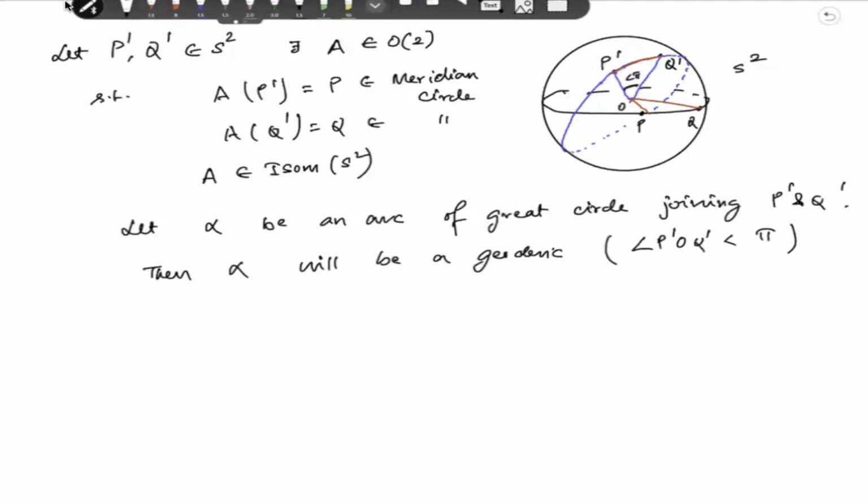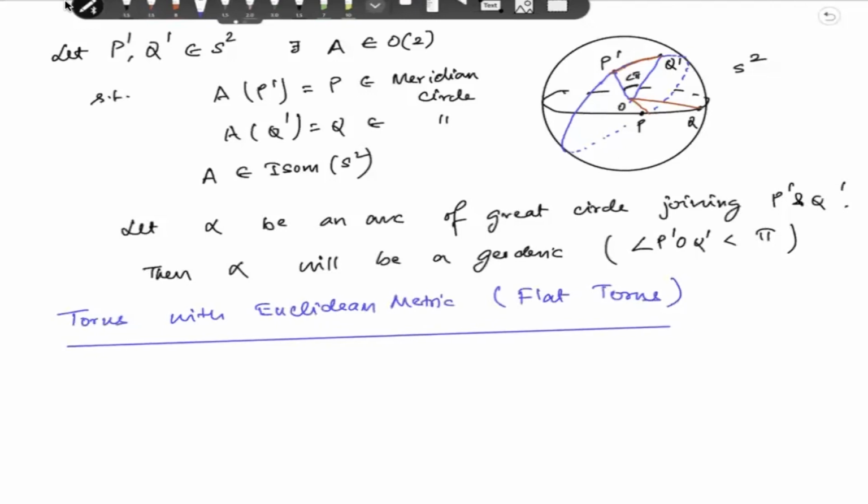So now let us move to the torus. Here I'll take the torus with Euclidean metric. So that is this flat torus. Let me draw a picture of the flat torus that is obtained by identifying the opposite sides of a square.